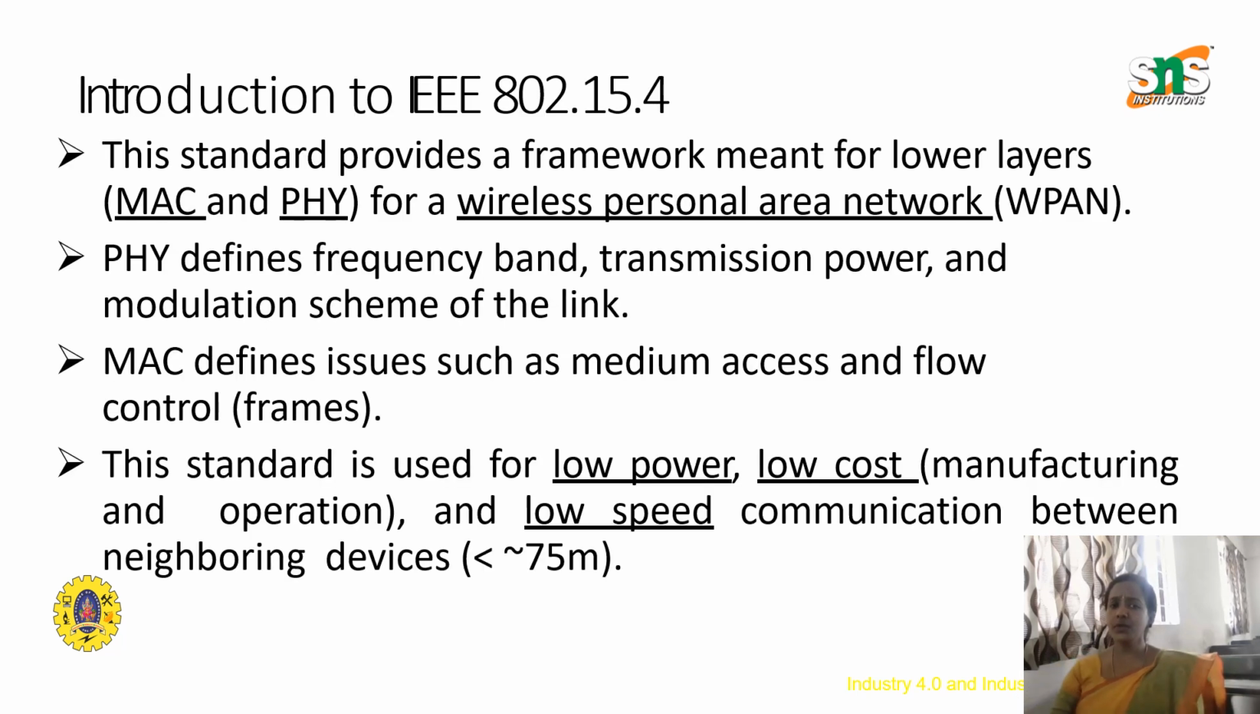802.15.4. This standard usually provides a framework meant for the lower layers, MAC and the physical layer, for wireless personal area networks. So a WPAN is nothing but a wireless personal area network, and it usually uses the IEEE communication protocol. The physical layer usually defines the frequency band in which the signal has to travel, the transmission power which is necessary for the signal to travel from the input device to the output device, and the modulation scheme. So which type of modulation we are using.